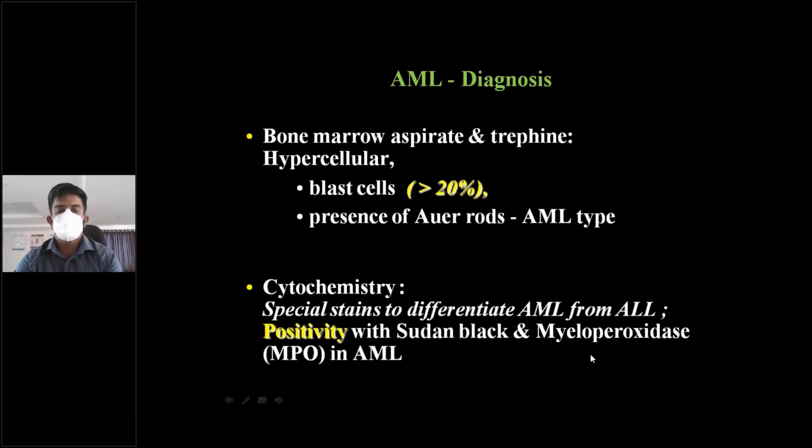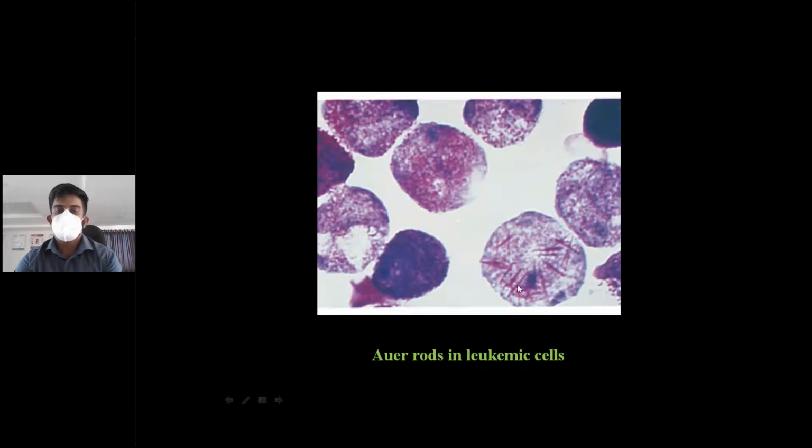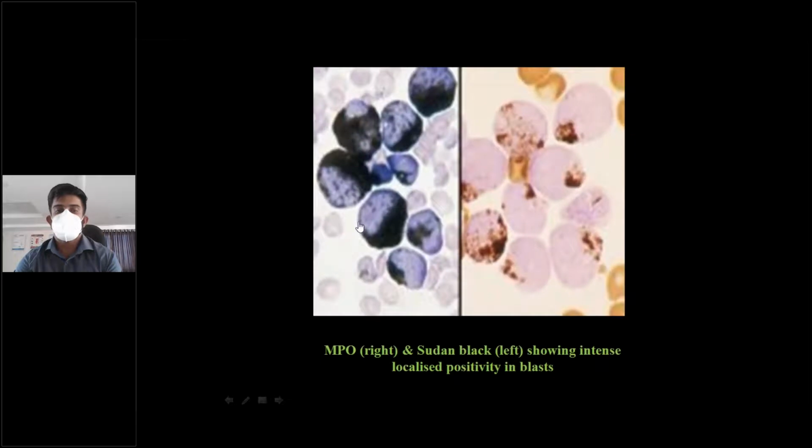Positivity with Sudan black and myeloperoxidase. So myeloperoxidase will be seen in AML because of the pigmentation of blast cells. These are Auer rods in leukemic cells. You can see them here. Then you have MPO, the myeloperoxidase, and the Sudan black stain. This is the Sudan black stain. This is the myeloperoxidase stain, showing intense localized positivity in blasts. So these are the blast cells that you can see, which have absorbed MPO and Sudan black stain.